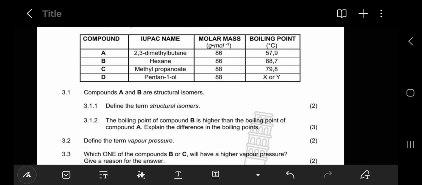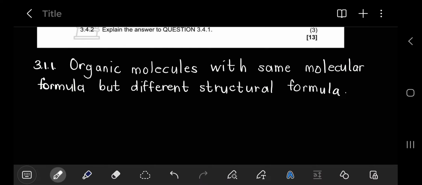3.1.1, define the term structural isomer. And here's the thing about this. Your definition for isomers can be asked in any one of the 3 parts of organic chemistry. It could be asked under naming of compounds, which is part A. Part B is intermolecular forces, and part C is reactions. So isomers can be tested across all 3 subsections of organic chemistry. Now your definition for structural isomer: it is organic molecules with the same molecular formula but different structural formula.